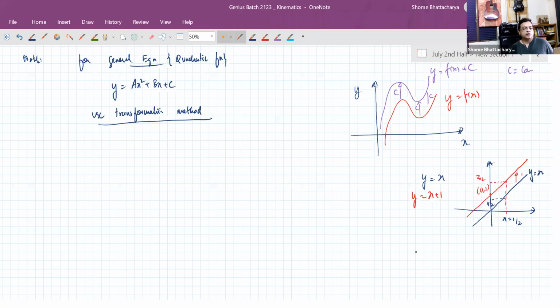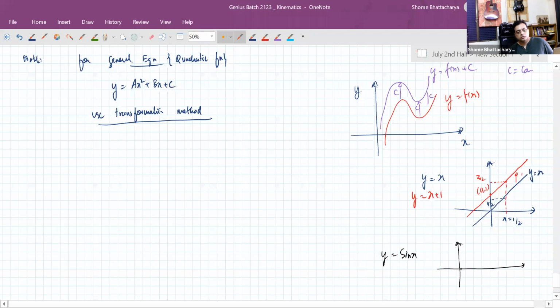So you have, let's say, the graph of y is equal to sine x, which looks like this. Now I have the graph of y is equal to sine x plus 0.5, let's say. So that will look like this.